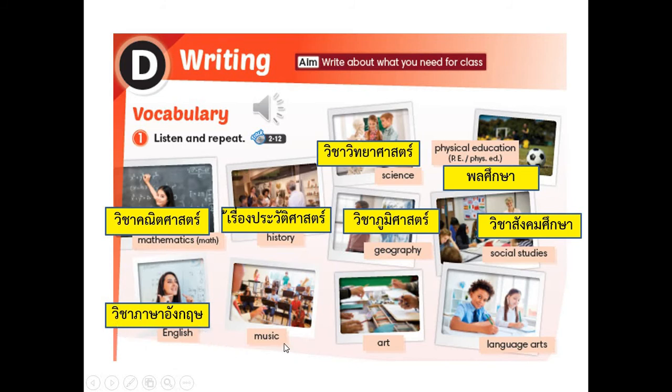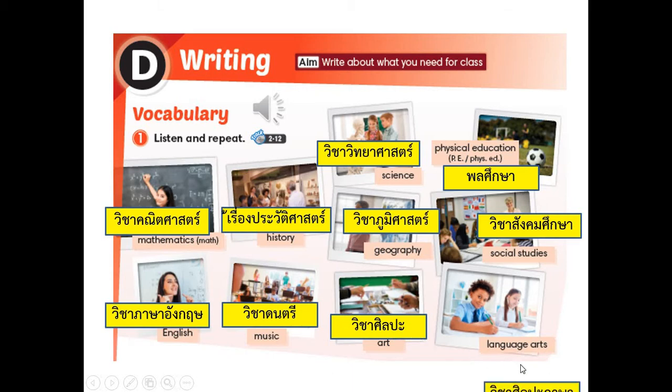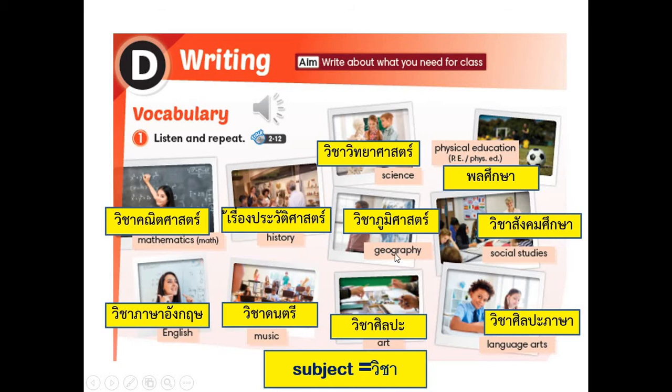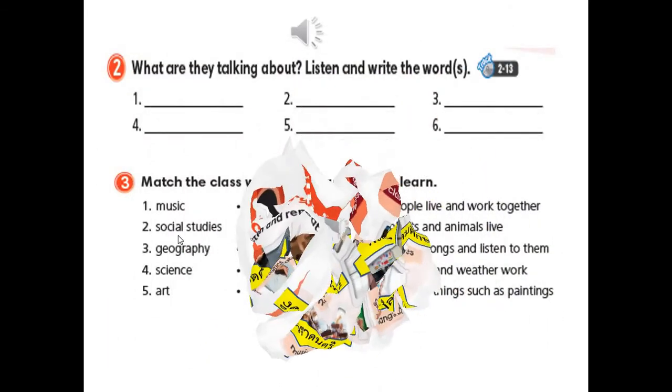Am I right? Next, let's move on to music. This is the meaning in Thai. Next, arts, Wicha Silapa. Am I right? And language arts. This is the meaning in Thai. Everything that you can see on the screen, please write it down in your book. Now, let's move on to another slide. Subject or class in Thai is Wicha. Now, let's move on to exercise number 2.